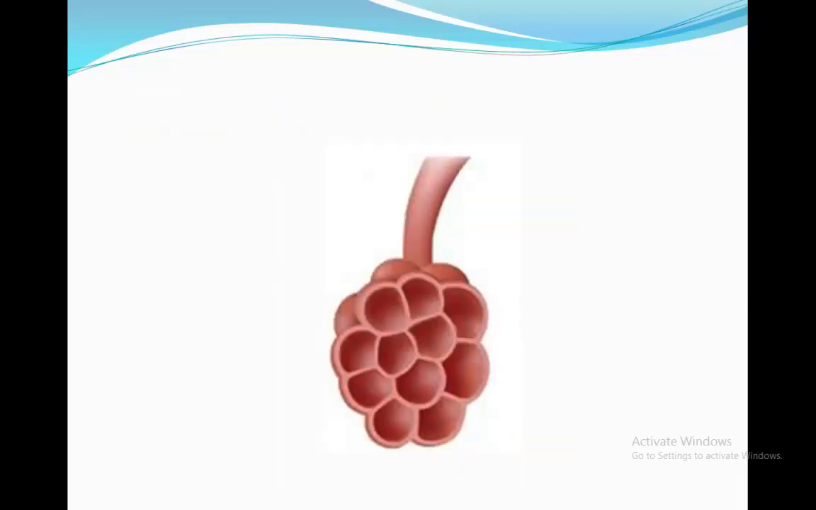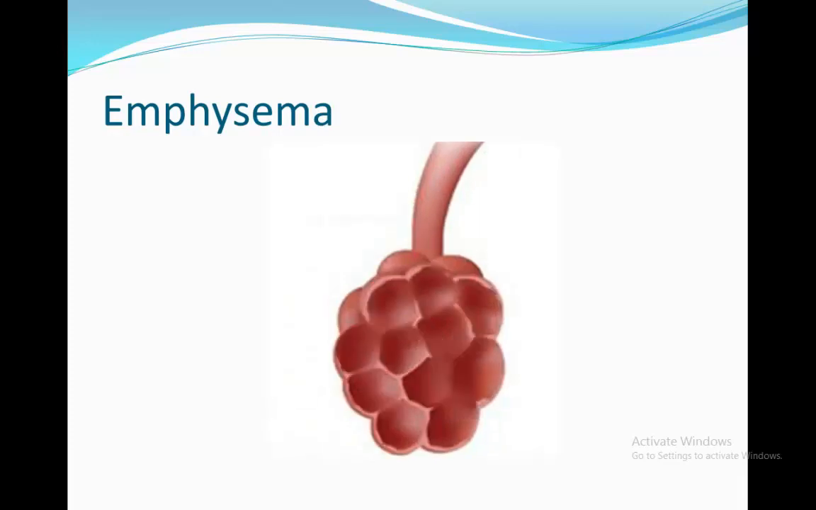In emphysema, it's a bit different. Here you can see the intact alveoli and its membrane in a healthy person. And in emphysema, the alveoli and its membrane are destroyed, leaving less surface area for oxygen to diffuse from.